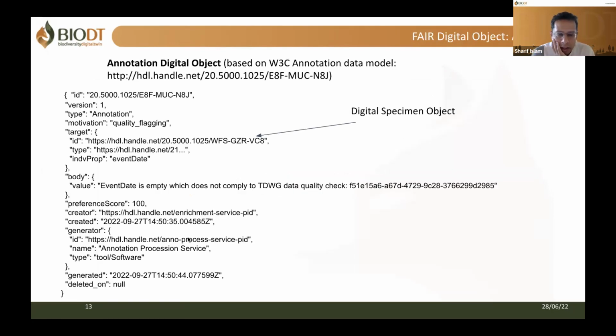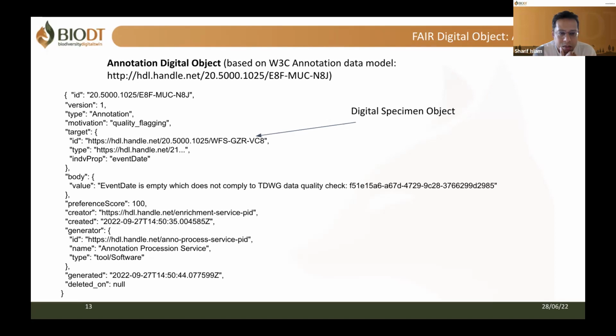A little bit more detail about the digital object. So this is an example of what we call an annotation digital object, and some of the data model elements we borrowed from a W3C concept. On the top, you see the PID, the handle for the annotation object, but this annotation object is actually connected to a physical object. Basically, the arrow points to the target in the W3C annotation model. The target is the thing I'm annotating.